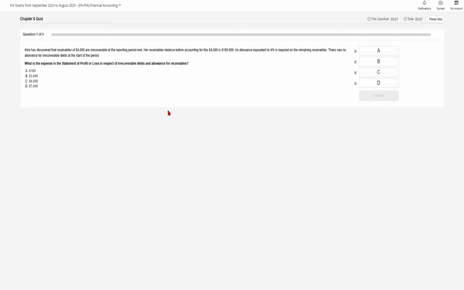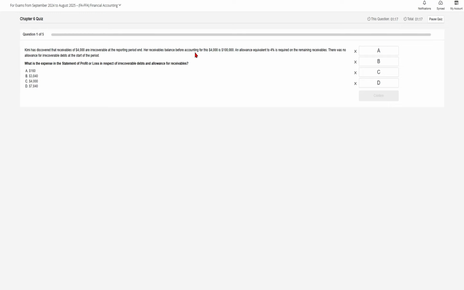So let's reread the question line by line, then we will figure out what items go into the P&L. First is that 4,000 of irrecoverable debt. As we are no longer going to recover this from the customer, this is obviously going to be in the P&L as an expense. So 4,000 is pretty much sure. By identifying this, it's also confirmed that options A and B are out. The answer could be either C or D, but 4,000 is pretty much sure.